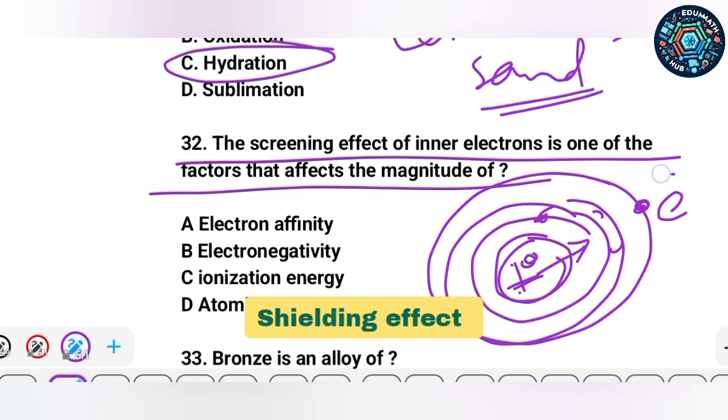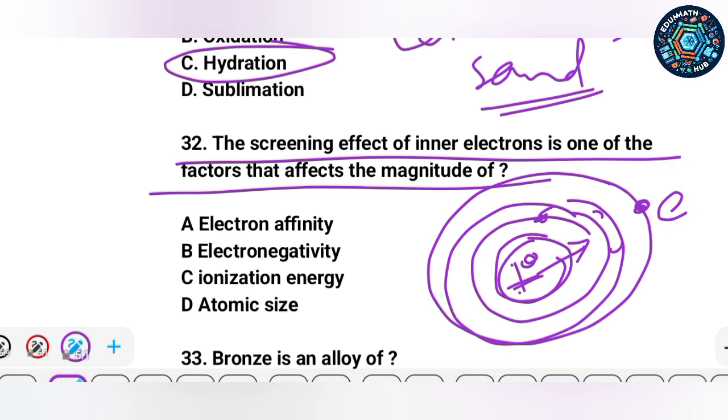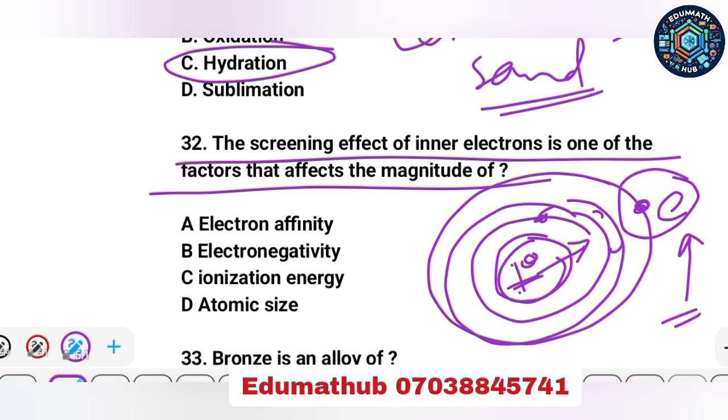Because this electron is being shielded, it will be able to move around, and if you just put in a little energy, which is the ionization energy, you'll be able to kick off this electron, and this atom will be ionized. So basically, this shielding effect affects the ionization energy more.